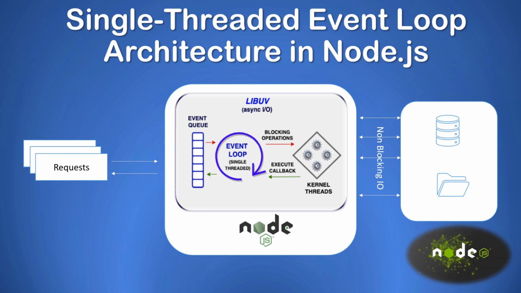So here, as you can see, as and when the requests are coming in, they will be pushed into the event queue, and the event loop, which is single threaded, will keep looping over these events. As and when the jobs are complete, it will execute a callback function and send the responses back to the client. Okay, this is about the architecture of Node.js.